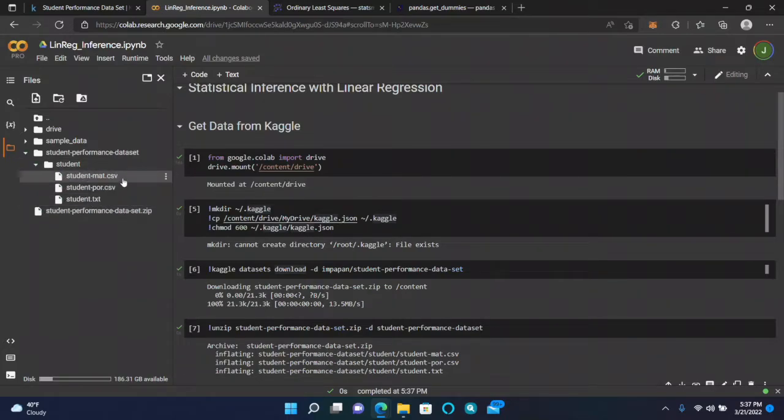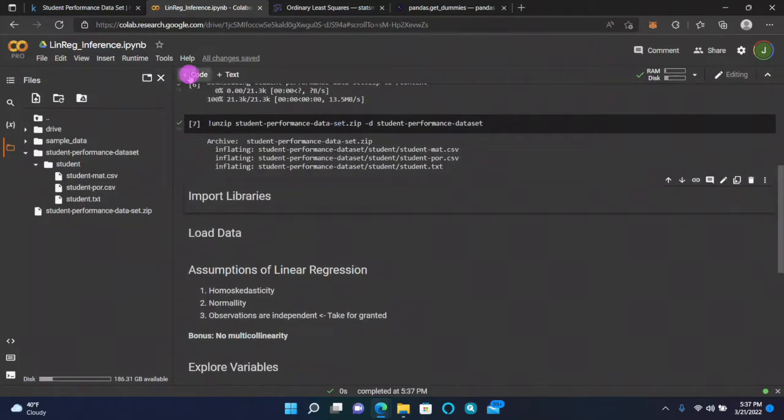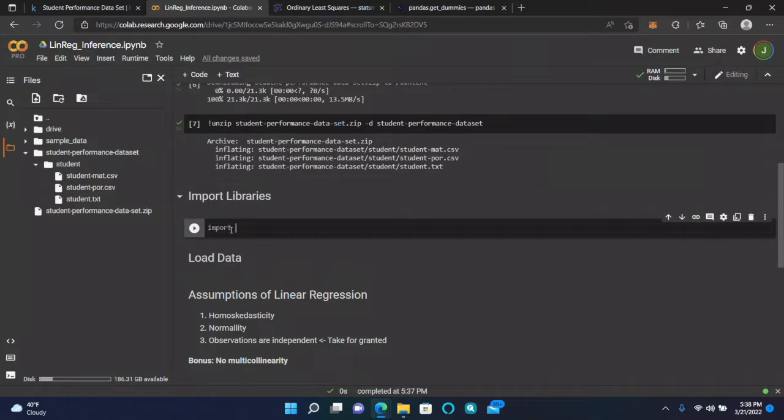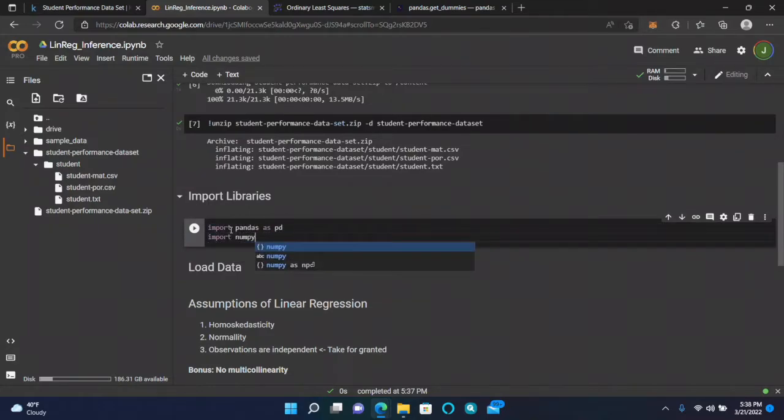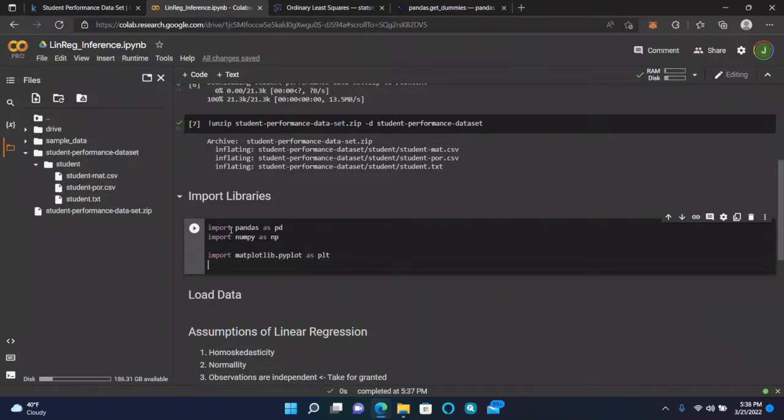We're going to use this one, which contains their math scores, because I'm a math guy, and that's what I'm into. But let's go import some libraries. We are going to need pandas. We will bring in NumPy. We're going to want to plot things, so we'll bring in pyplot and Seaborn.